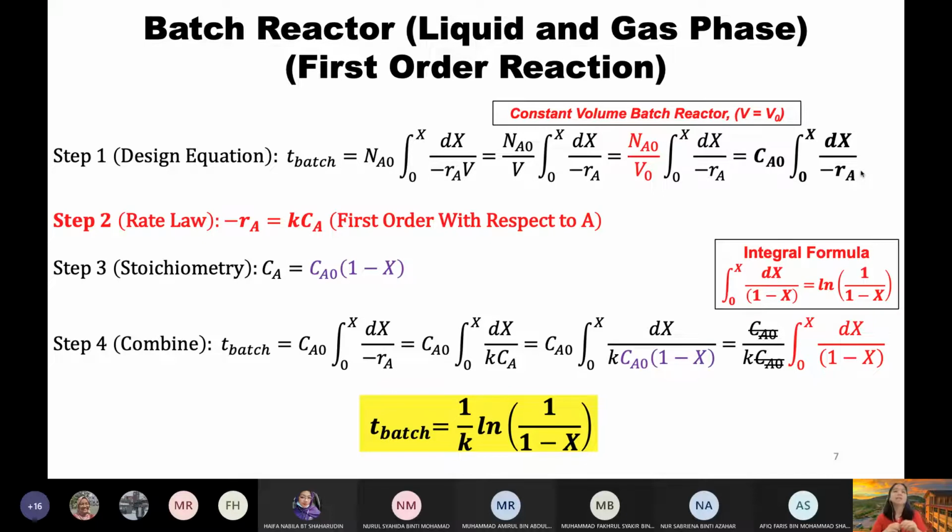Now what do we do? We have modified the design equation of the batch reactor. We did not modify it arbitrarily. We modified the design equation for the batch reactor with the assumption that the reactor volume will not change between inlet and outlet. So now the design equation becomes C_A0 integrating 0 to X, dX over minus r_A. Done. Okay. Now next part.